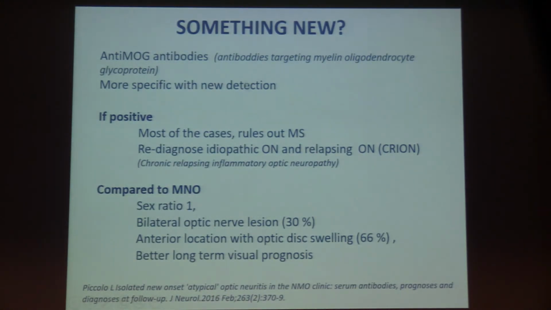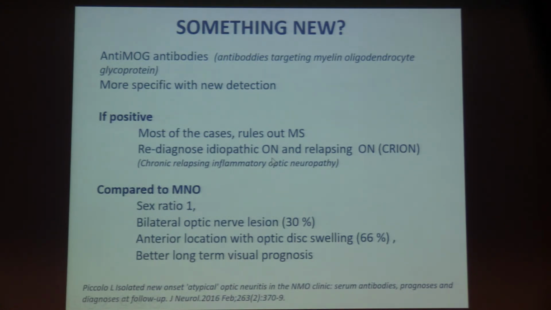And something new, the last slide: anti-MOG antibodies. There are antibodies that target myelin oligodendrocyte glycoprotein. They were known forever, but they were not specific and not used because they were always positive. Now we have a new method of detection, and they are more specific. And now, if they are positive, they rule out NMO, they rule out MS, and they allow us to put a name on all the idiopathic optic neuritis.